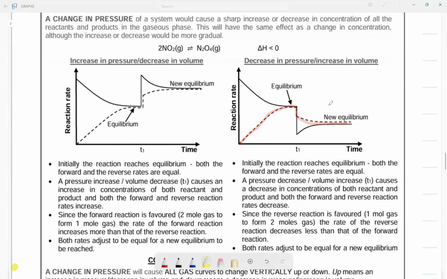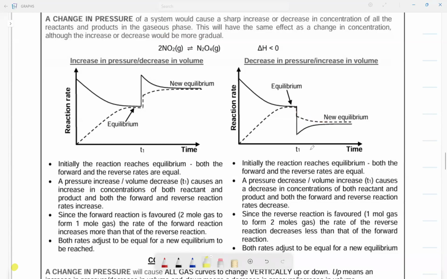So the one that decreases less is the one that is favored. Is that true? Yes. Can you see, when I decrease now, I will favor which one? The one that results in more moles, which is the reverse. And here the reverse decreases less and is the one that is favored. I want to believe you are following. Okay? Yes. Good.